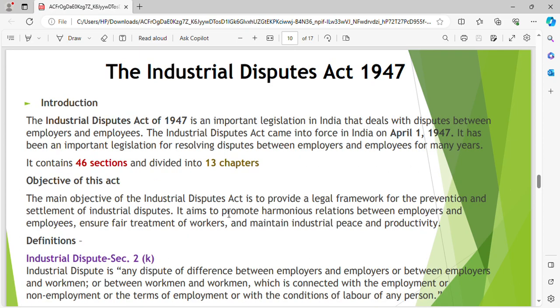The Industrial Dispute Act 1947 speaks about the legislation in India on disputes between an employer and employees. It came into force on April 1st, 1947, and it contains 46 sections and 13 chapters. The main objective of this Industrial Dispute Act is to provide a legal framework for the prevention and settlement of industrial disputes. It aims to promote harmonious relations between employers and employees.